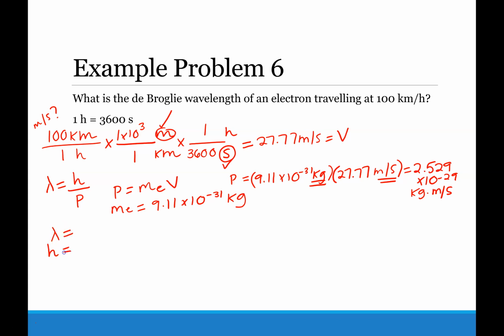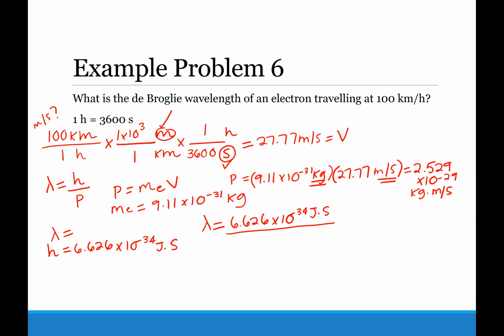H is going to be another one of those constants. H is called Planck's constant, and it's always going to be 6.626 times 10 to the minus 34 joules per second. And joules is one of those measurements of energy. And then we have our value for P, which we calculated in the previous equation. So putting that into the de Broglie wavelength equation, wavelength equals 6.626 times 10 to the minus 34 joules per second, divided by the P that we calculated.